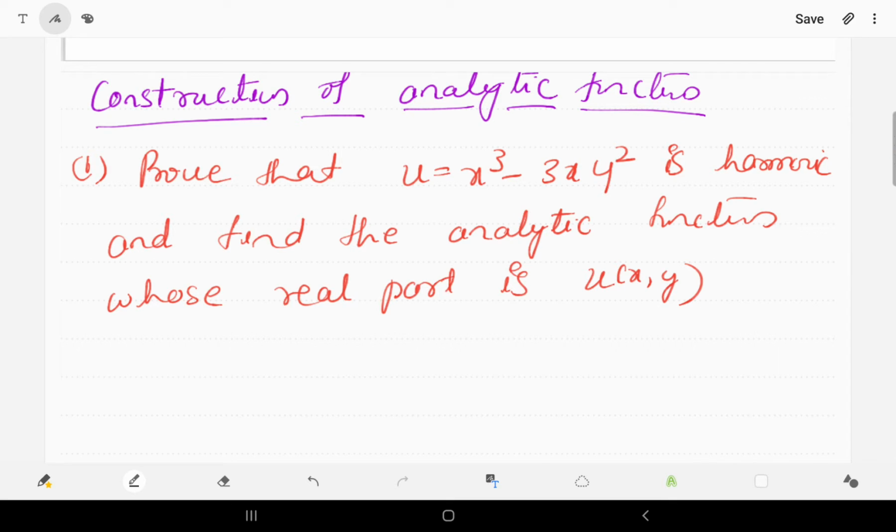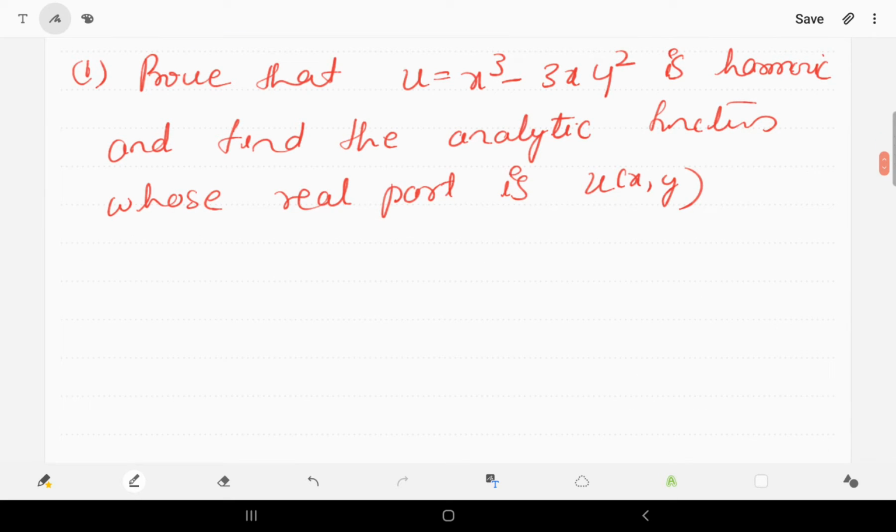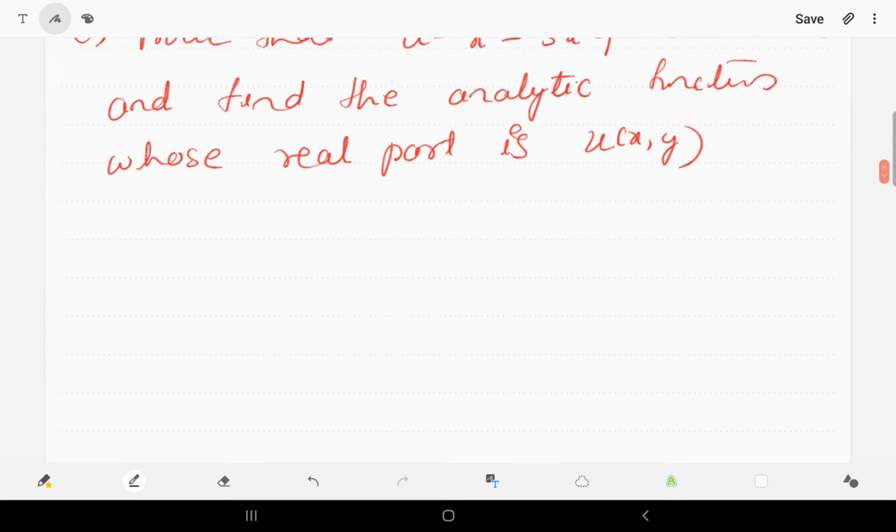In order to prove that it is harmonic, you show that it satisfies Laplace equation. That is, dou square u by dou x square plus dou square u by dou y square is equal to 0, or u double x plus u double y is equal to 0. Second one, find the analytic function, that is f of z we have to find out, that is f of z is equal to u of xy plus i v of xy by using CR equation. Then express it in terms of z by using the relation z is equal to x plus iy.